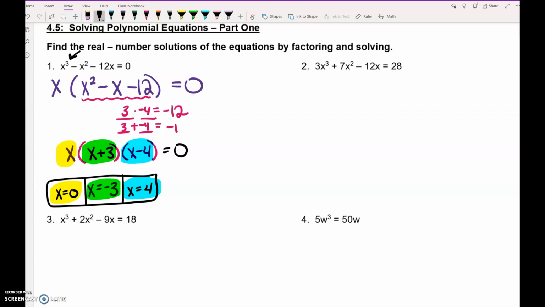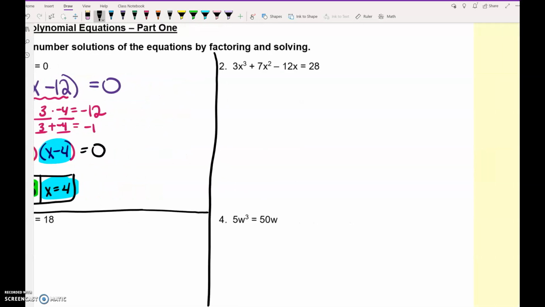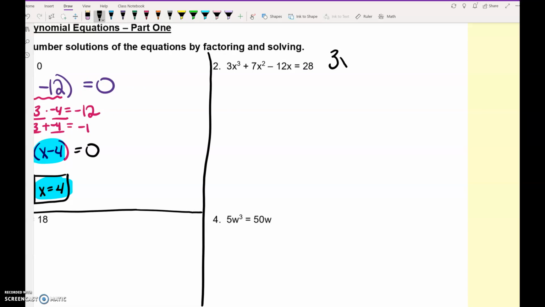Okay, let's look at number 2. Anyone want to take a guess what we should do first on number 2? Subtract 28 on both sides. So we are going to have 3x to the third plus 7x squared minus 12x minus 28 equals 0. Oh boy.